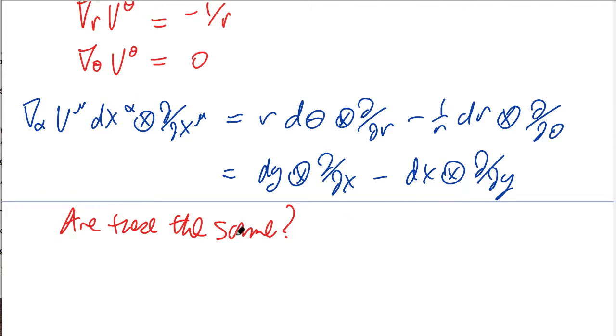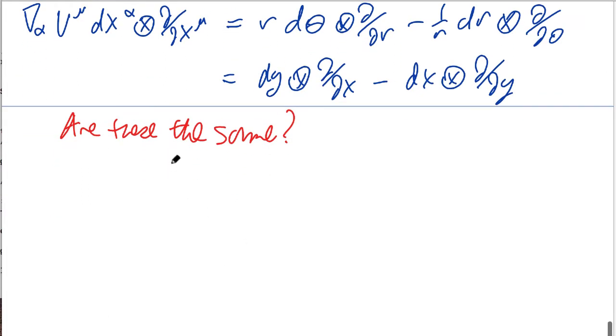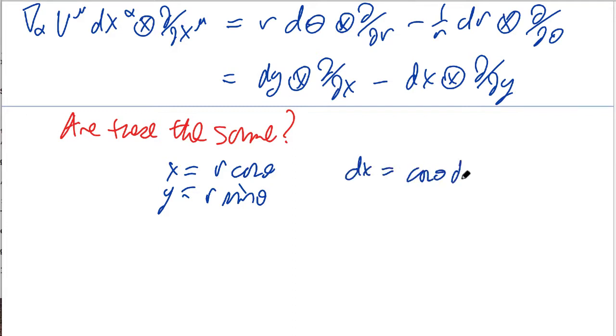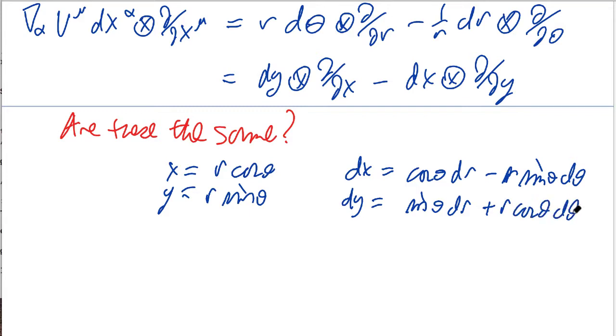All right, of course the answer is yes, and we can see that explicitly by, for example, converting this expression in Cartesian coordinates into polar coordinates to find this result. How do we do that? Well, let's remind ourselves: x is r cosine theta, y is r sine theta, so dx is cosine theta dr minus r sine theta d theta. Dy is sine theta dr plus r cosine theta d theta.